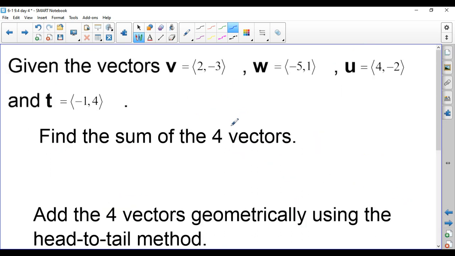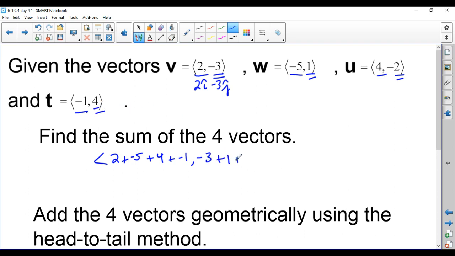These vectors are given in the other component form where we use the pointed brackets. But this is, again, the same thing as 2i hat minus 3j hat. They're just in a different form. If we want to find the sum of those 4 vectors, I'm going to add all 4 of them together. It's the same rule. I'm going to add all the x components to get my new x: 2 plus negative 5 plus 4 plus negative 1. And to find the y component, I'm going to add all of my y components. So -3 plus 1 plus -2 plus 4.